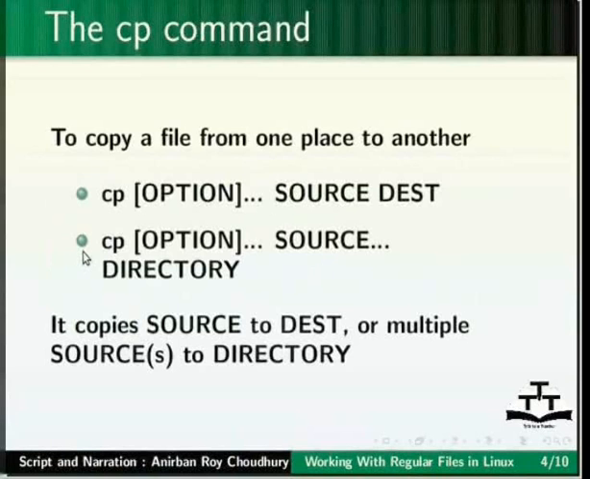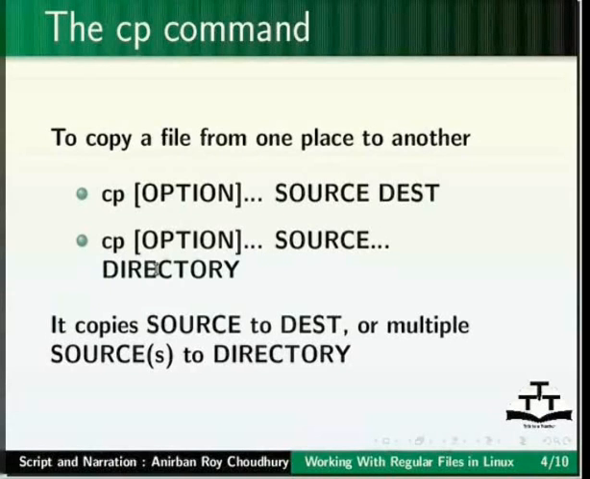To copy a single file, we type cp space one or more of the options space the name of the source file space the name of the destination file. To copy multiple files at the same time, we write cp space one or more of the options, the name of the source files that we want to copy, and the name of the destination directory in which these files would be copied. Let us now see an example.